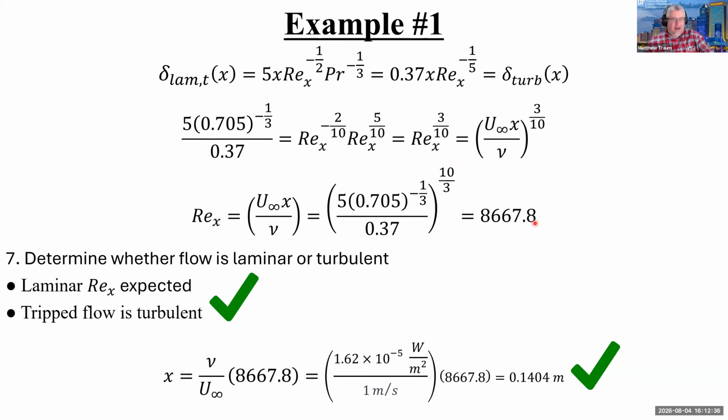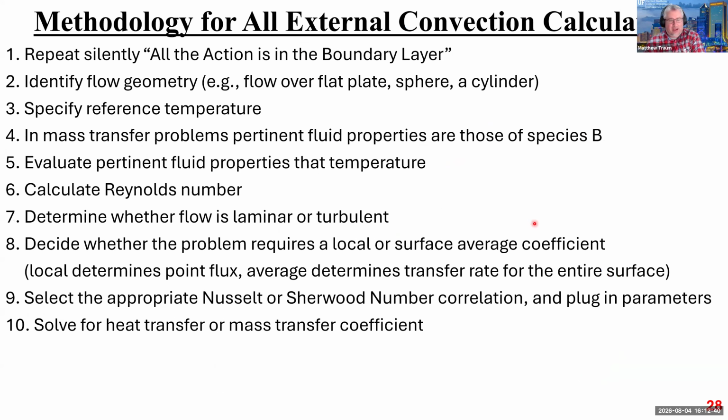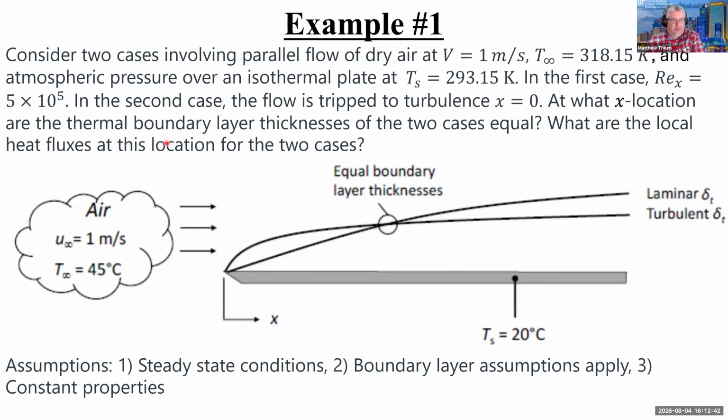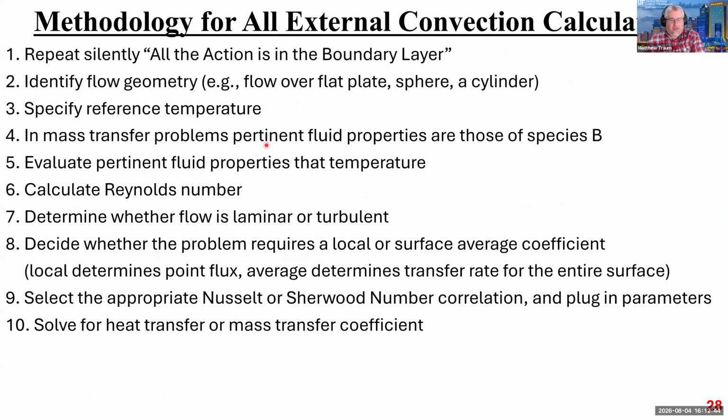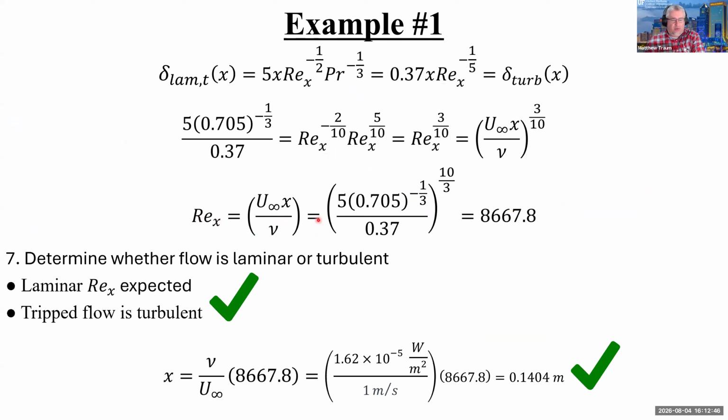Just as a quick aside, later on they've asked me to find the local heat fluxes. I could have just solved this all the way through and found X, right? I'm going to do that in the next step, just by multiplying and dividing by velocity and viscosity. I did not do that because I need the Reynolds number for later, right? So I just solved this as an intermediary step because I'm going to plug the Reynolds number into the Nusselt number later on. So that's why I did it this way.